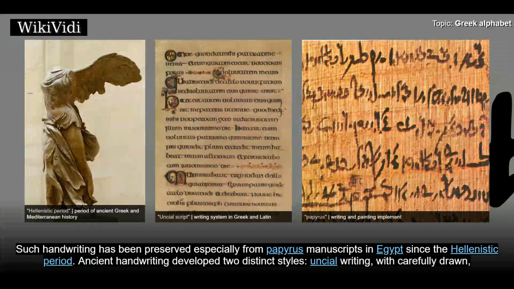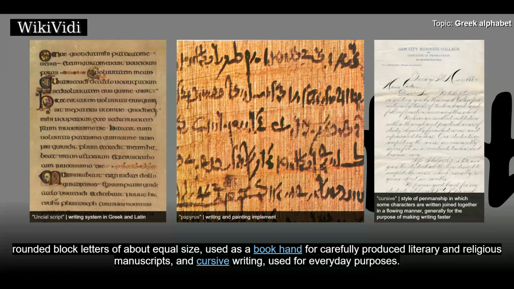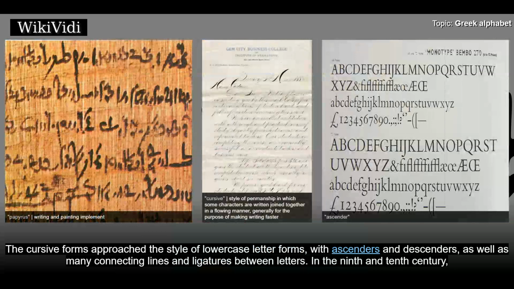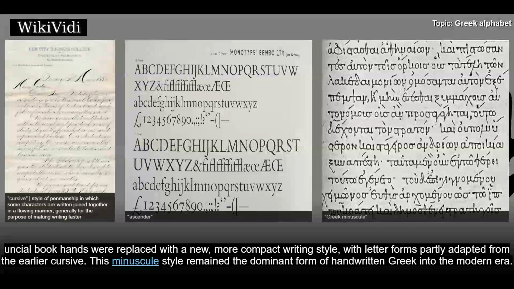Ancient handwriting developed two distinct styles: uncial writing, with carefully drawn, rounded block letters of about equal size, used as a bookhand for carefully produced literary and religious manuscripts, and cursive writing, used for everyday purposes. The cursive forms approached the style of lowercase letter forms, with ascenders and descenders, as well as many connecting lines and ligatures between letters. In the 9th and 10th century, uncial bookhands were replaced with a new, more compact writing style, with letter forms partly adapted from the earlier cursive. This minuscule style remained the dominant form of handwritten Greek into the modern era.